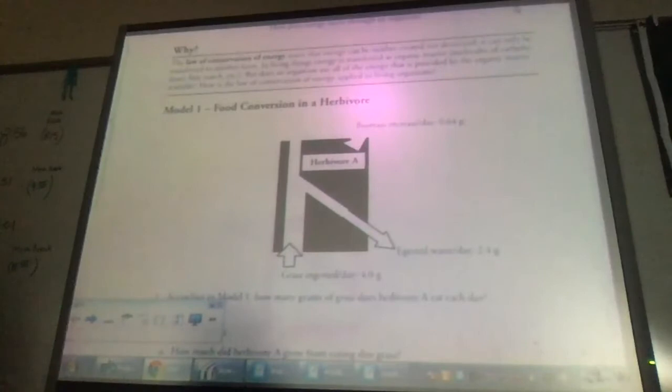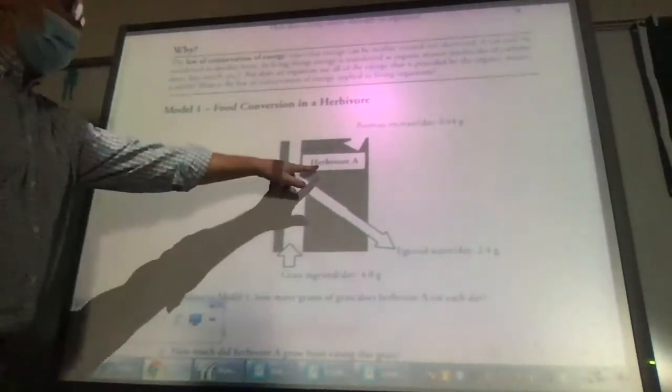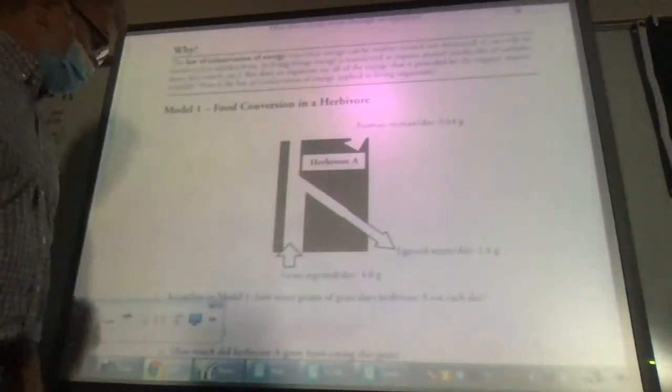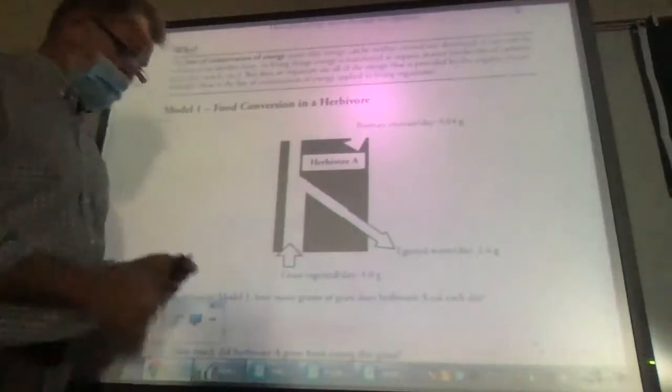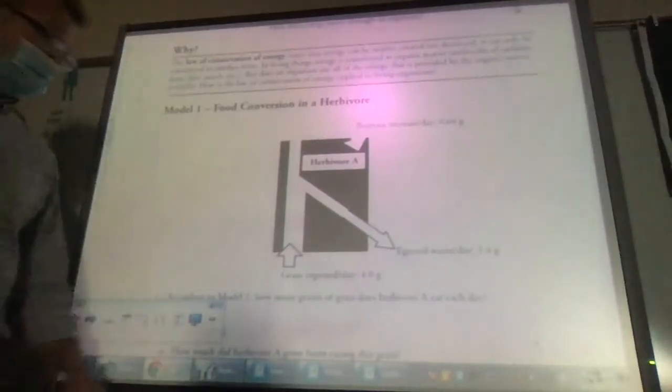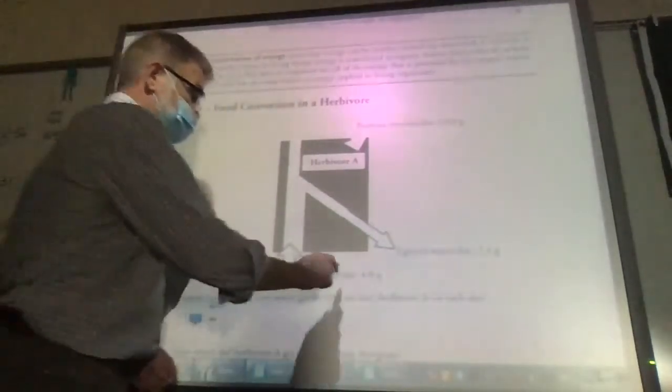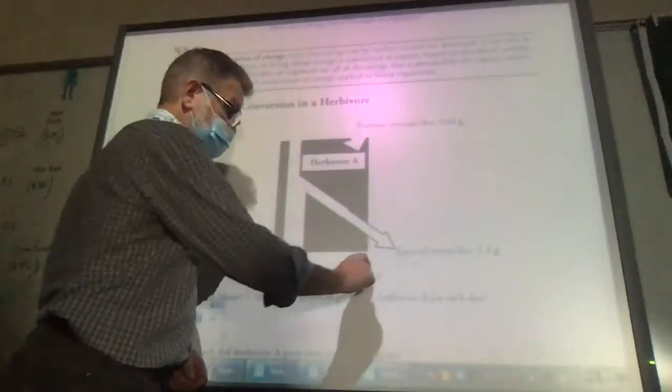So this particular diagram, we're looking at the matter that's going in and out of the organism. We've got herbivore A, and it is showing us how much grass matter this organism took in. If we look right here at the diagram, grass ingested, we took in 4 grams. So 4 grams was ingested.